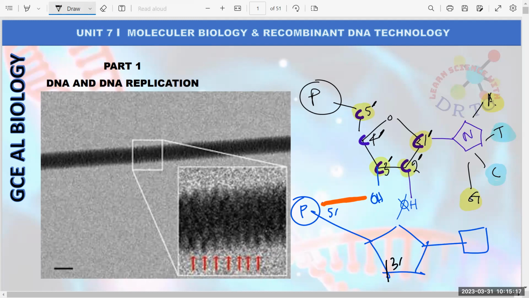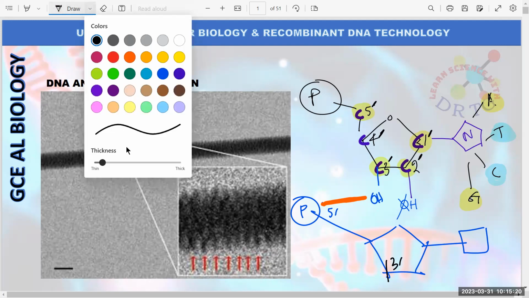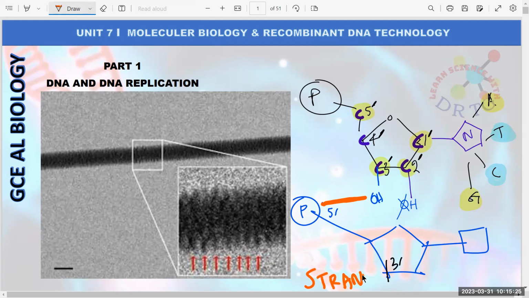So this long single chain of nucleotides is called a DNA strand. Once a single strand is formed, another strand is formed in front of that, and then they join together.